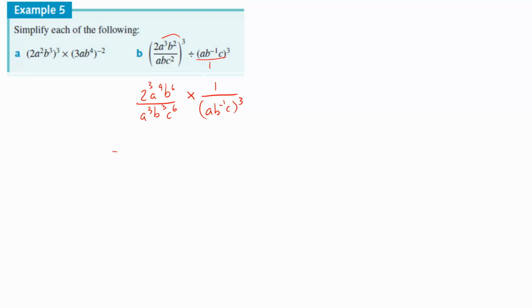So this now becomes 1 over A cubed B^-3 C cubed. This is still 2 cubed. I'm going to write it out all again. So that's A^9, B^6. I'm going to keep the letters next to each other. B cubed, B^3, C^6.